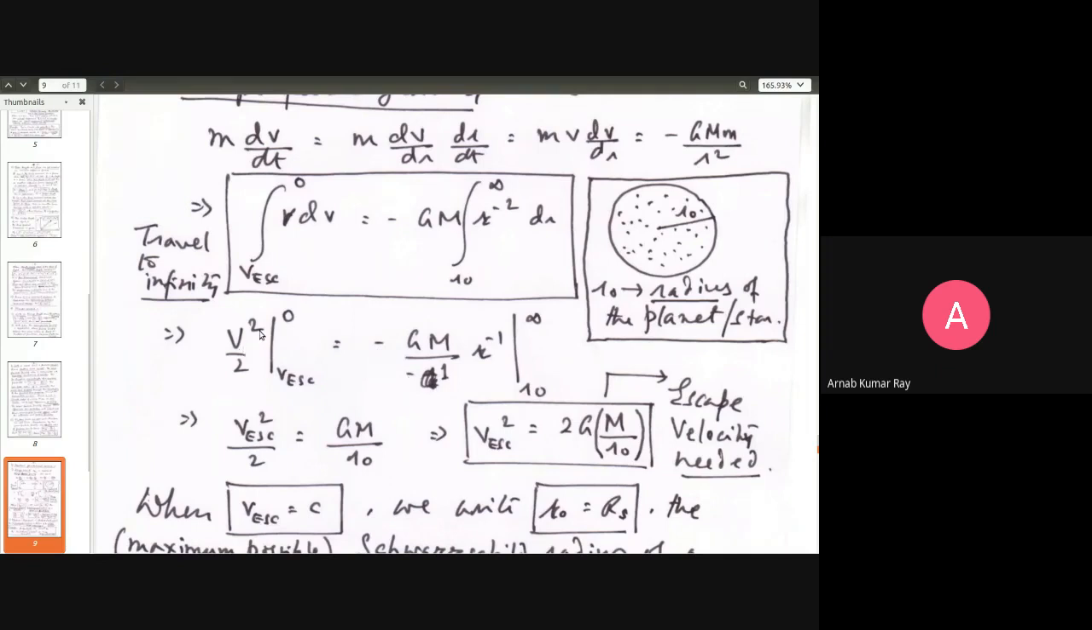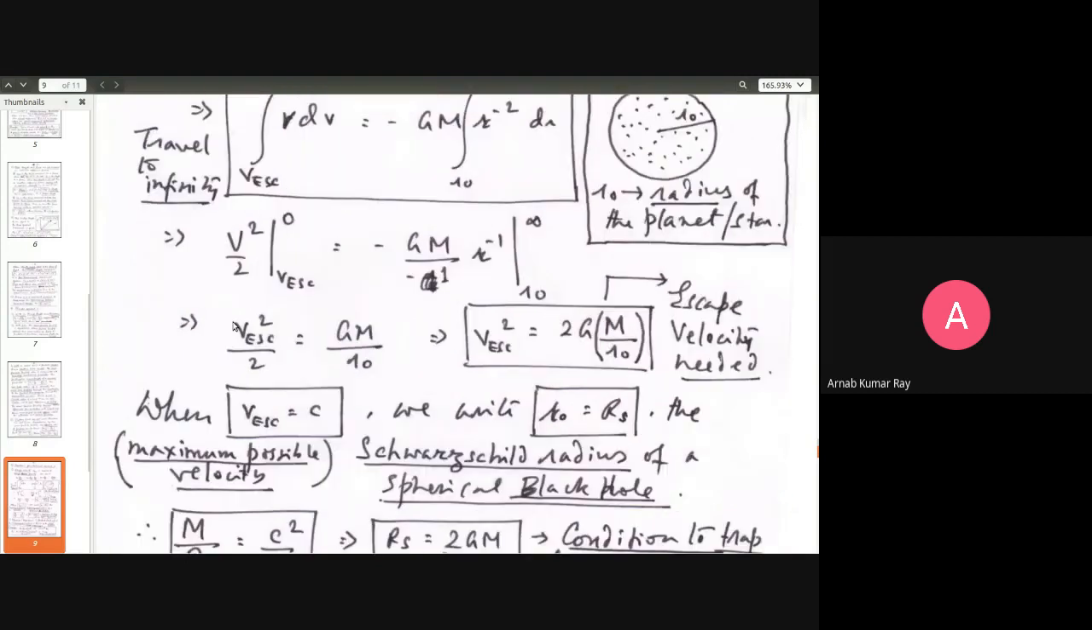Upper limit for the velocity will be 0. Upper limit for GM by r with r equal to infinity will be 0. So the upper limits are cancelling. When you put the lower limit, it will be minus v escape squared by 2, and on the right-hand side, it will be minus GM by r naught. The two minuses will cancel again, and this is what you have. V escape squared is equal to 2GM by r naught. So the square root of that will give you the escape velocity.